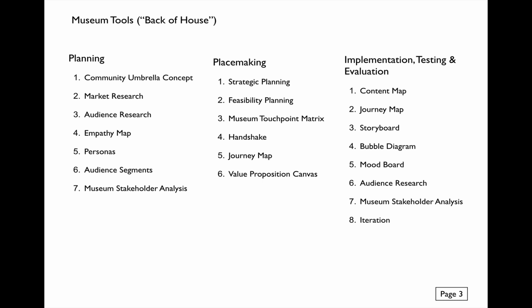I believe that all museums are part of placemaking, that museums don't exist in isolation. They exist within a context of place. So how is that strategy linked to the place, the location of the museum, the feasibility of the museum? How are you going to touch all of the potential visitors?